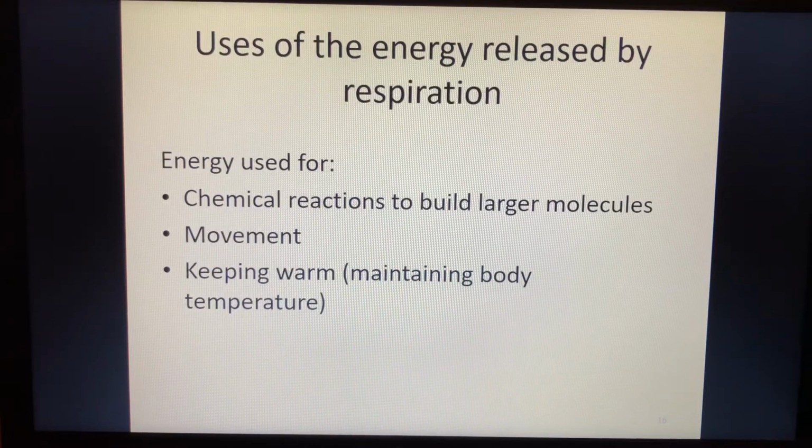Some of that energy released by respiration is used for chemical reactions in the body. Lots of chemical reactions require energy, and we'll talk about that at the end of this lesson where we look at metabolism. We use that energy for movement and maintaining body temperature. We're warm-blooded, so maintaining body temperature uses energy, okay? Those points are straight from the course content, so it's what they are looking for you to recall in an exam situation.